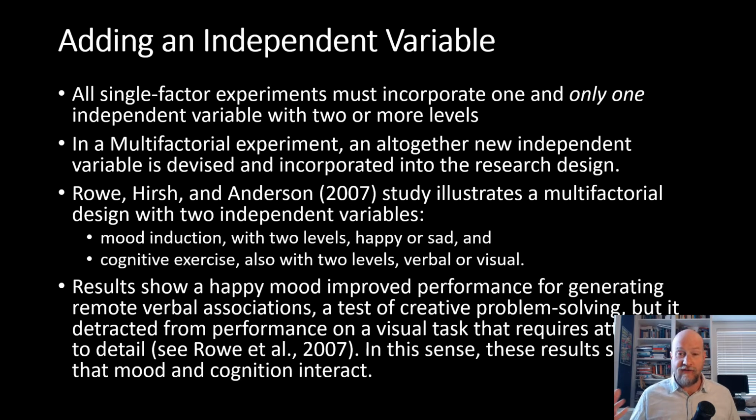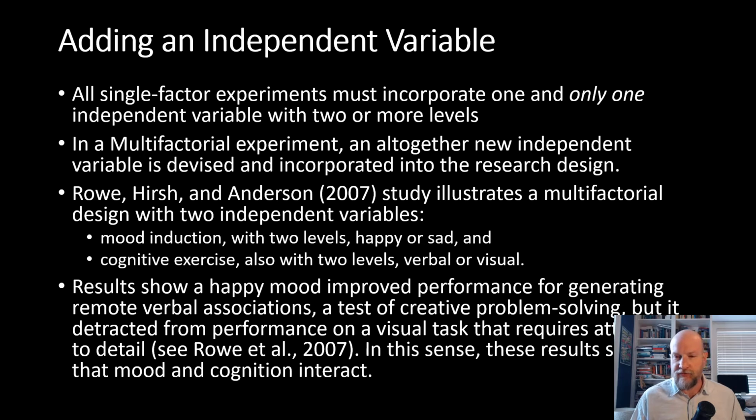So in a sense, you're adding an independent variable to a single factor experiment. So when we talk about single factor experiments, as I said, that's one that has one and only one independent variable that has two or more levels. You have to have at least two levels to compare something, right? In a multifactorial experiment, we're adding at least one additional independent variable that's incorporated into the research design.